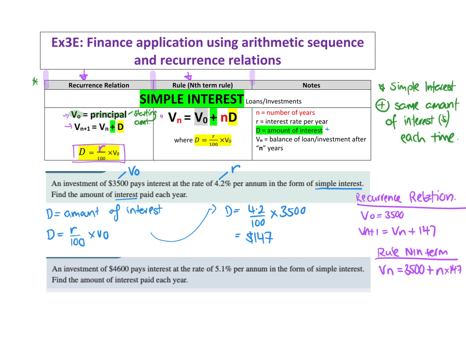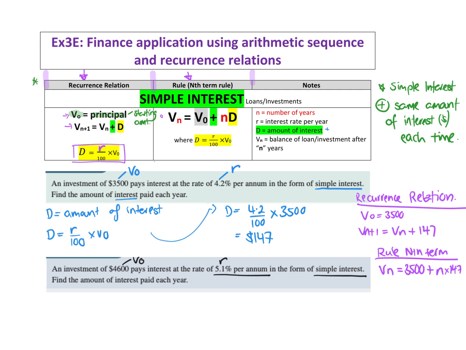All right, let's do this next example down here. It says an investment of 4,600, so that's a V0. So when they say investment, that's like your original. That's what you're going to give a bank, and they're going to pay you interest. Now, they say a rate of 5.1 per annum, so that's telling me R. And once again, they're always going to tell you, so I know which formula to use, they will have to tell you. So we're going to simple interest.